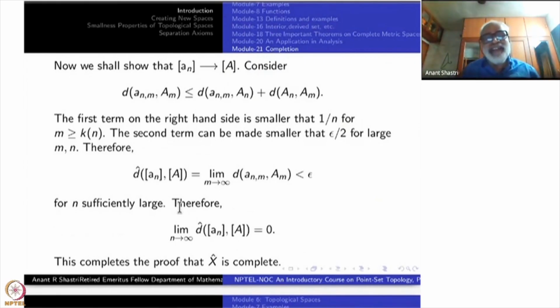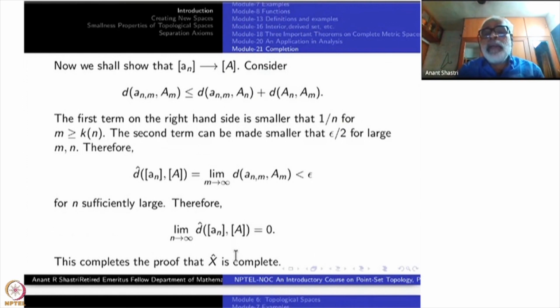That's all. Therefore, if this is true for every epsilon, look at here. This is one single number, less than epsilon for every epsilon. Therefore, the limit as n tends to infinity of d hat of a and m is 0. For large n, this is less than epsilon. So if you take the limit of this one, it will be 0. That is precisely the statement that this sequence converges to this one.